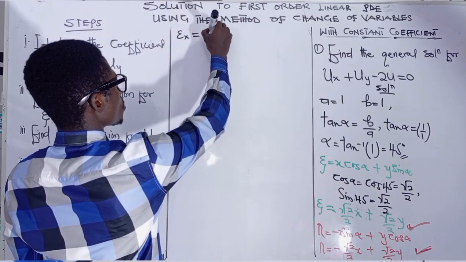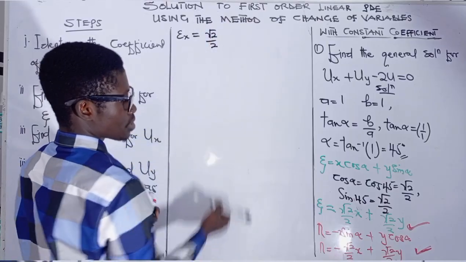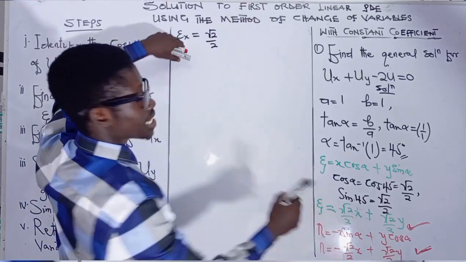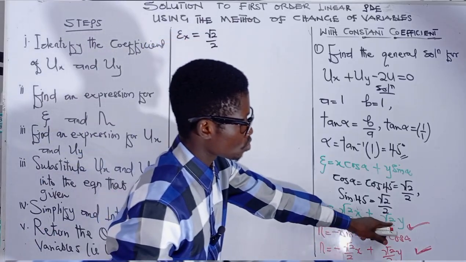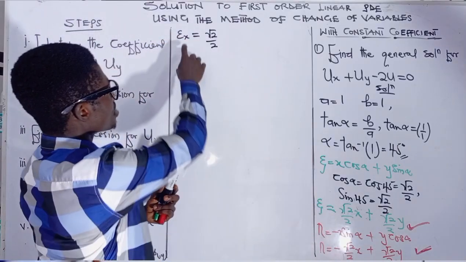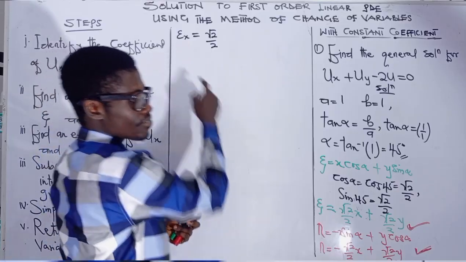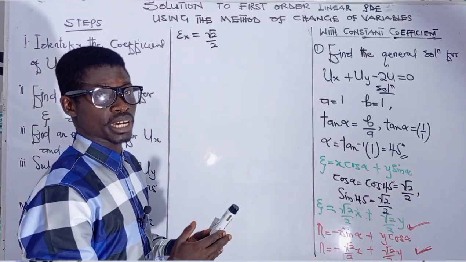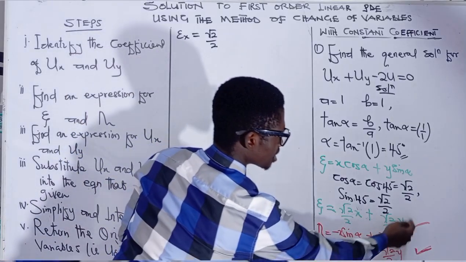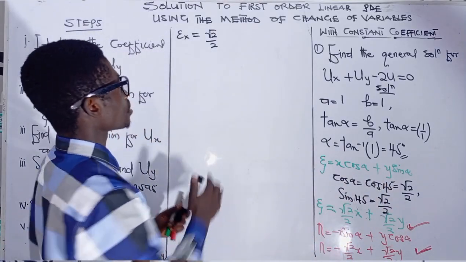Root 2 all over 2, because when we differentiate x with respect to x, we get 1. 1 times root 2 over 2 gives us that. Then we move on to root 2 over 2y. Since we are differentiating with respect to x, any function of y becomes a constant. And whenever we differentiate a constant, we get what? 0. So the whole of this is going to give us 0. So we are done with it.